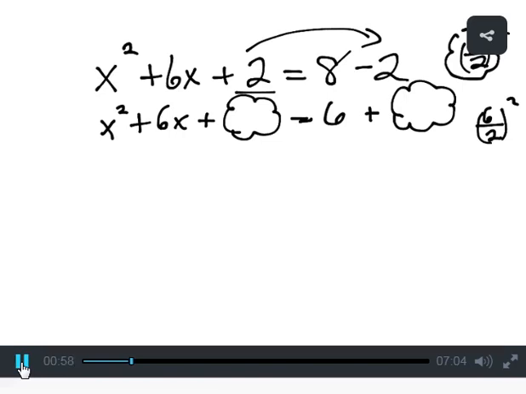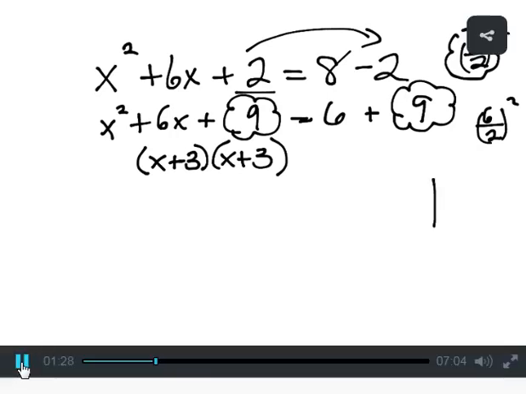I want you to start thinking about this. Well, let me go ahead and put that. Okay. Now, I need 2 of something that multiplies to 9 but adds to 6. And what is that? X plus 3 and x plus 3. So 3 times 3 is 9, and 3 plus 3 is 6. And what's the whole point? To make a square. Well, that's a square, isn't it? That is a square. X plus 3, x plus 3.